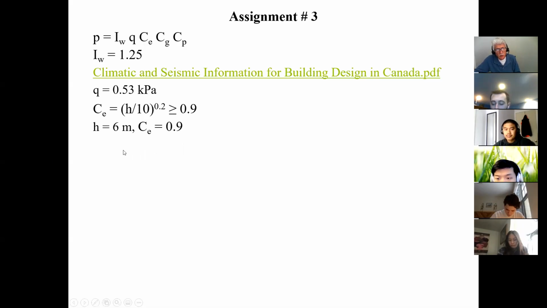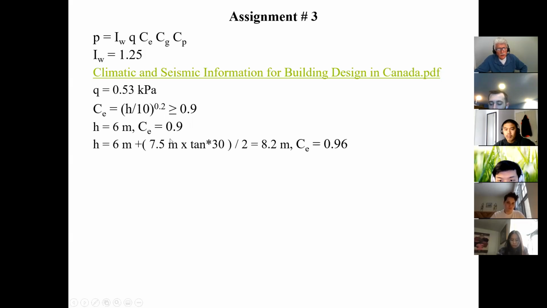So even if I have a 5-meter building, if you put it in here, you're going to get something less than 0.9. Therefore, you should just automatically be using 0.9 for the CE value from 0 to 6 meters. And then after that, you want to calculate the height of this exposure factor for the roof. Now, guys, this is something you're allowed to do, okay? And it's up to you.